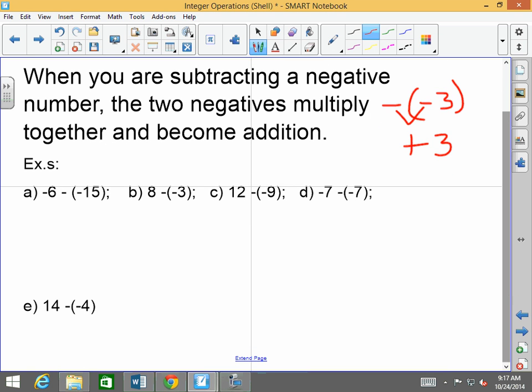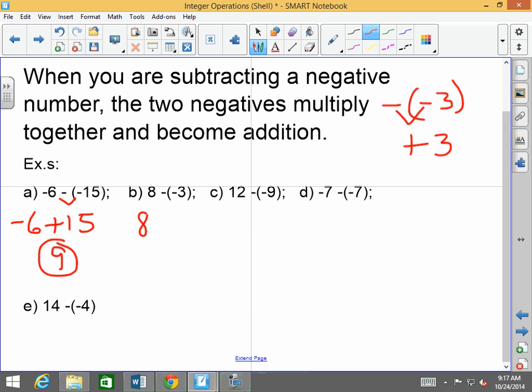For example, A. I have negative 6 minus a negative 15. So this is negative 6. Negative times a negative becomes positive 15. Negative 6 plus 15 is positive 9. They're opposite signs, so you subtract as normal. Keep the sign of the largest absolute value.